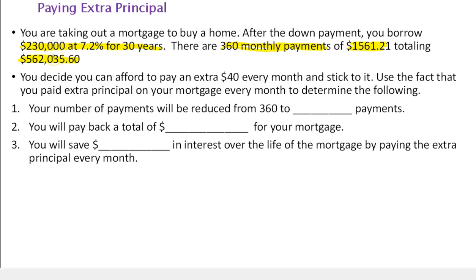Okay, so you decide you can afford to pay an extra $40 every month and stick to it. And that stick to it is very important. So every month you're going to say, well, I could pay, what would that be? $1,601.21. Okay. Use the fact that you paid extra principal on your mortgage every month to determine the following.